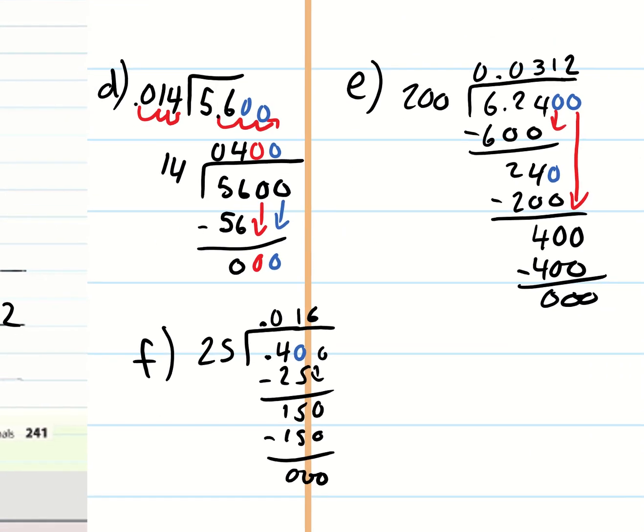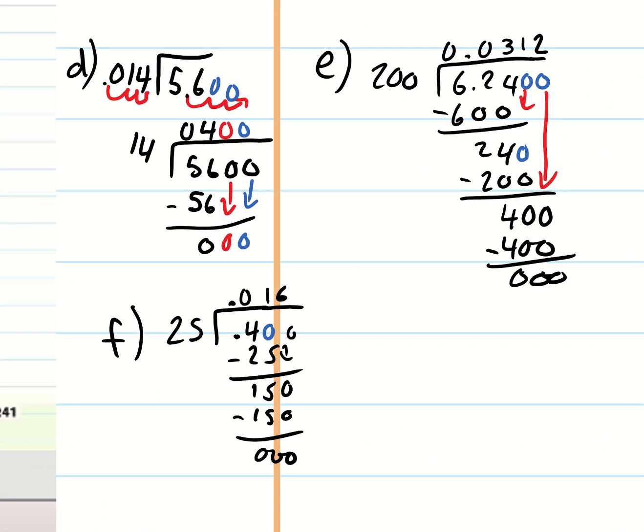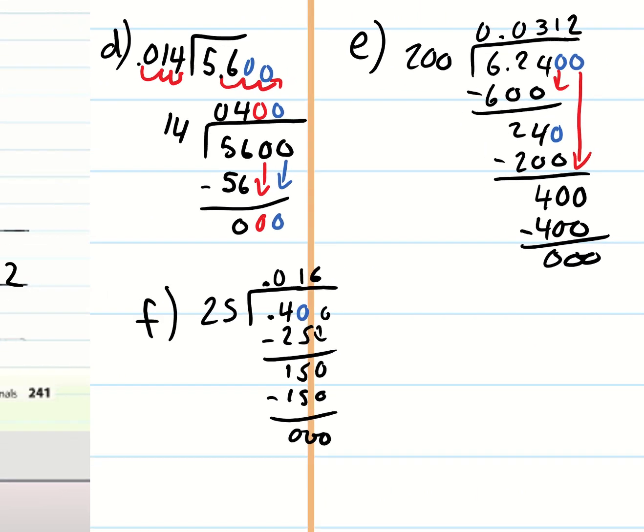So here are the problems for D, E, and F. I just worked them out for you guys. So if you notice in E and F, we actually didn't have to move the decimal place, but we did have to annex a few zeros.